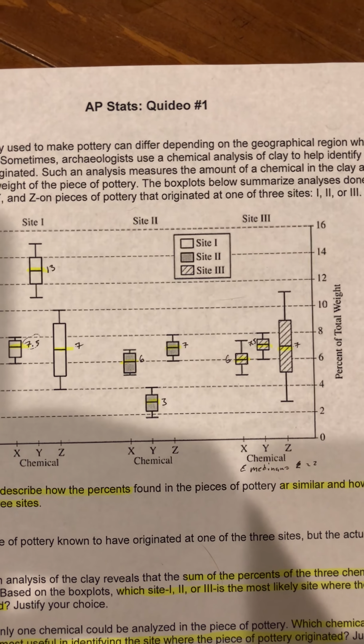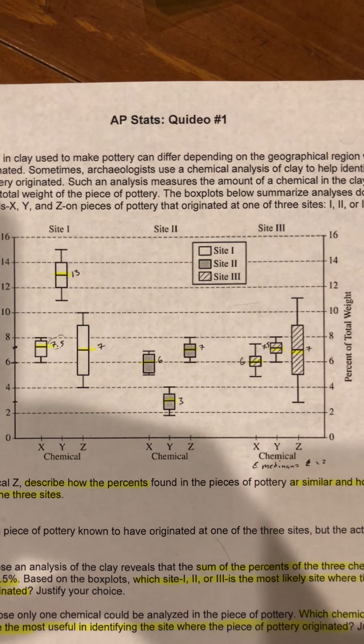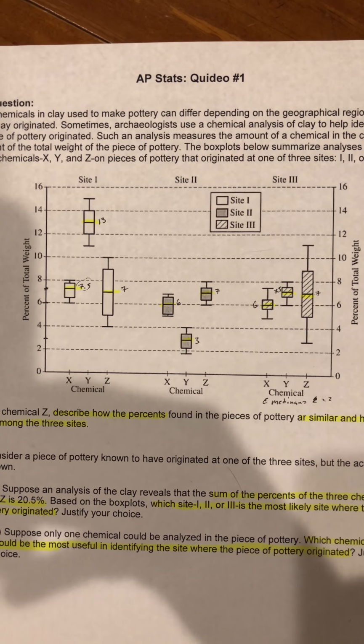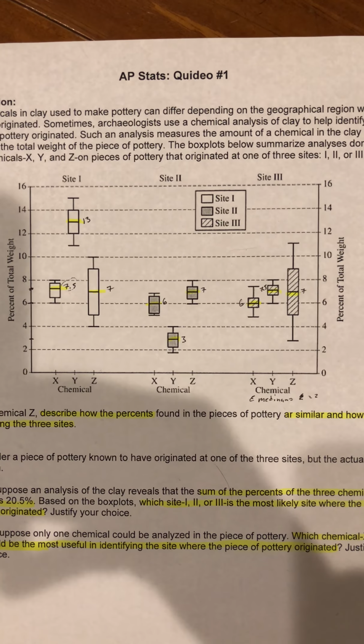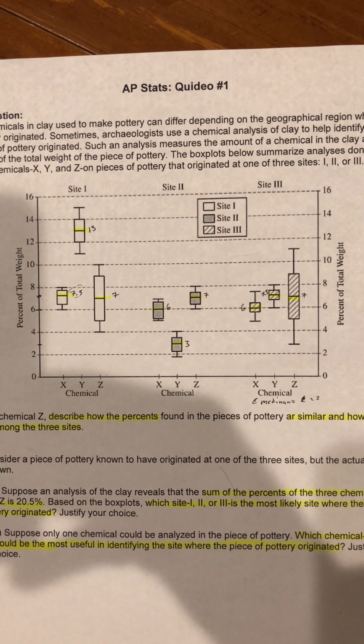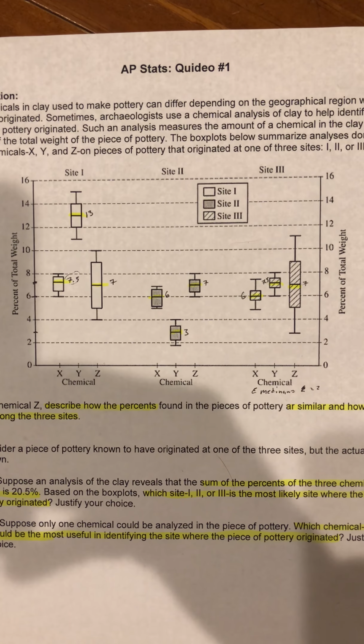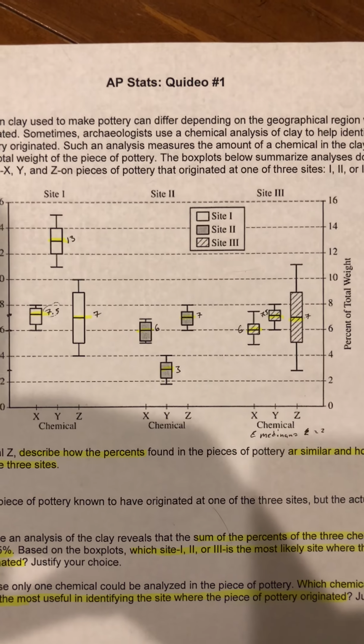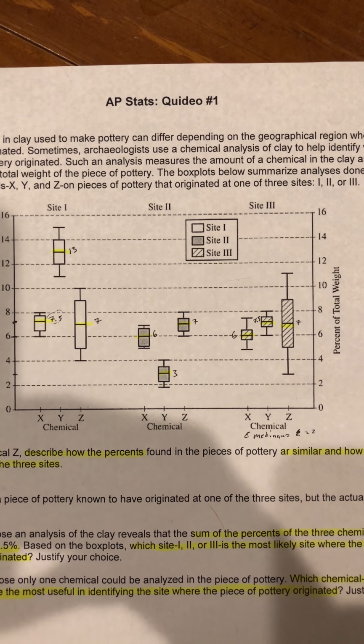So that pretty much confirms that the best chemical to use to determine which site the piece of pottery came from would be chemical Y, because all three are different again, and the other two are the same pretty much.